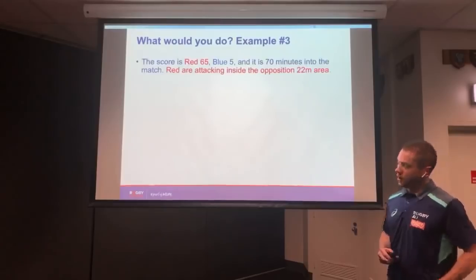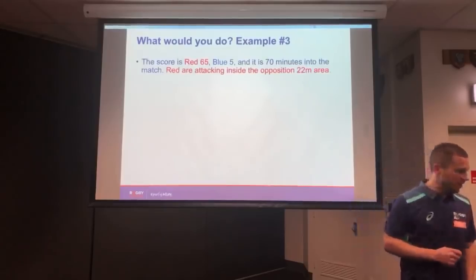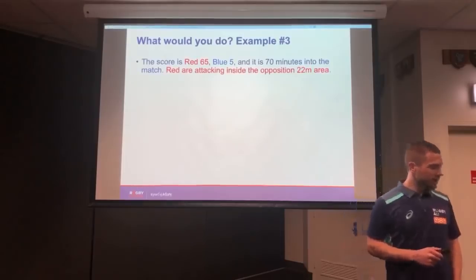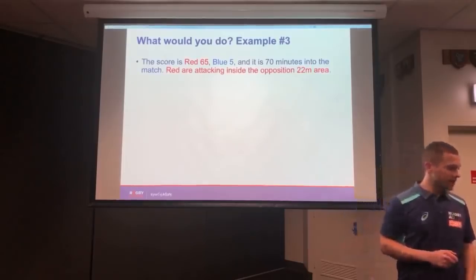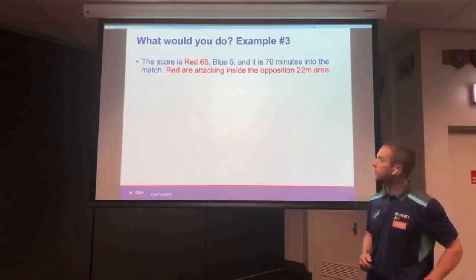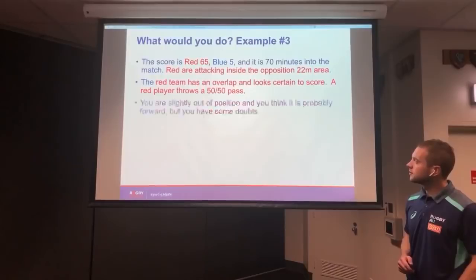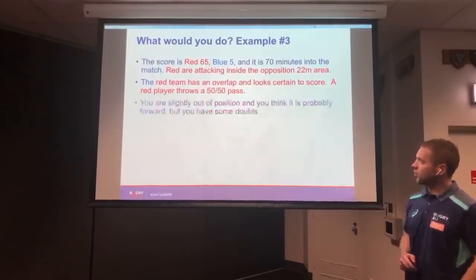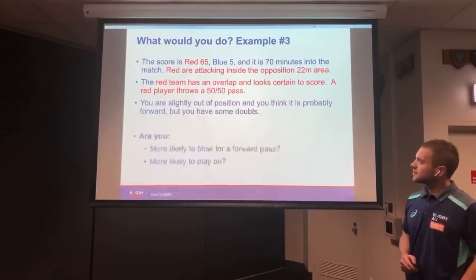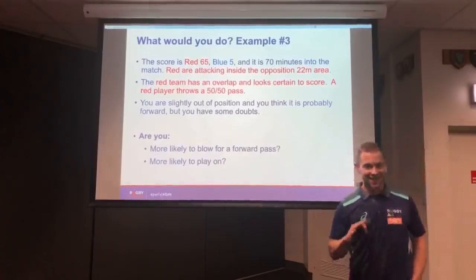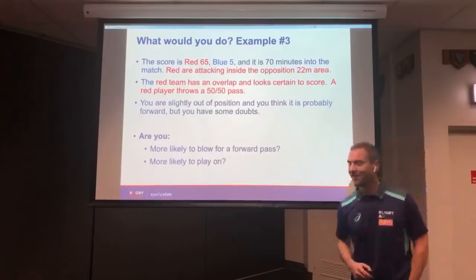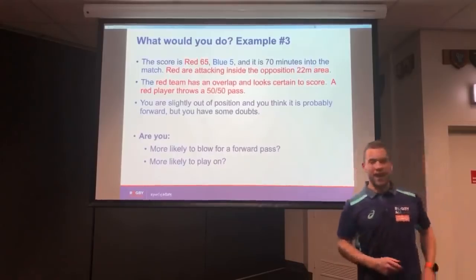Example three, this one. The score is 65 to red and 5 to blue. It's 70 minutes into the match and red are attacking inside their opposition. So we've just done a bit of a role reversal here. The red team has an overlap and looks certain to score, and a red player now throws a 50-50 pass. You're slightly out of position and you think it's probably forward, but you have some doubts. Are you more likely to blow for a forward pass or more likely to play on? Who's blowing for the forward pass? Okay, so for those online, everyone put their hand up. So again, we've just applied game context.